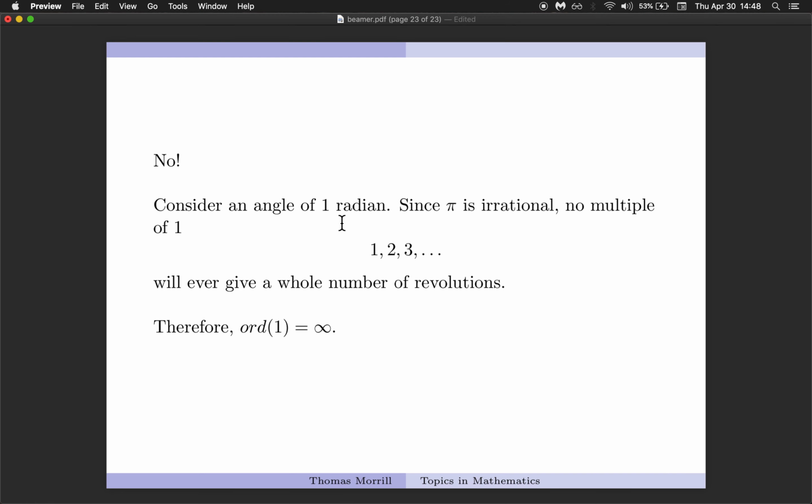I know what the multiples of 1 are going to be, right? 1 plus 1 is 2. 2 plus 1 is 3. 3 plus 1 is 4. 4 plus 1 is 5, and so on. I get all of the positive integers.